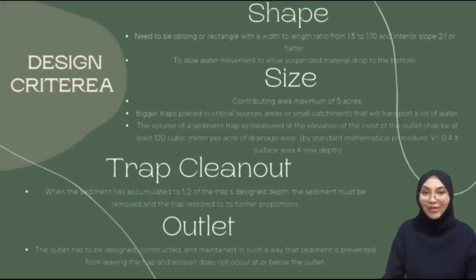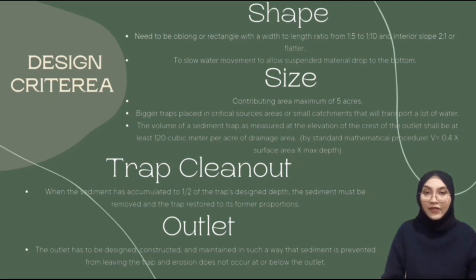Assalamualaikum and hi, my name is Cik Wan Zulaika binti Cik Wan Muhammad Zamri with ID number AA19034. Next, I will continue with my part, which is design criteria for the sediment trap. Firstly is the shape of the sediment trap. It can be oblong or rectangle with a width to length ratio of 1:5 to 1:10 and interior slope 1:2 or flatter. It is to slow water movement and allow suspended material to drop to the bottom.